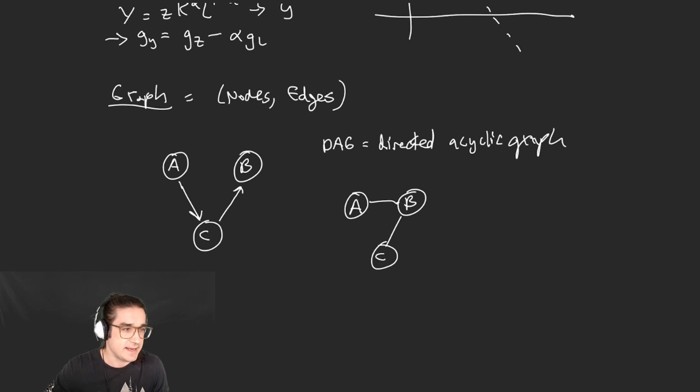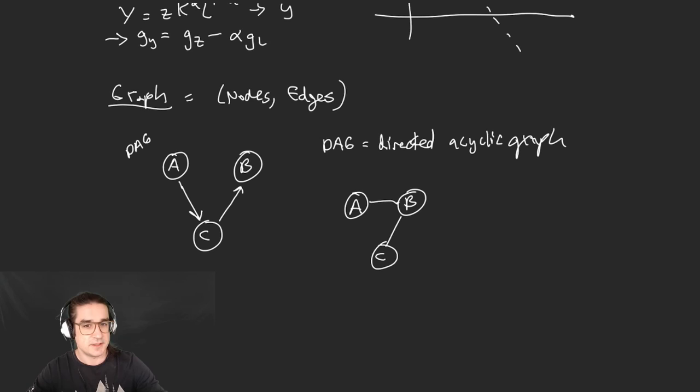Well, we can erase one of those nodes, break the cycle. And so here, this is actually a DAG. This is a directed acyclic graph, because those arrows have a direction, it's a graph, and there are no cycles.